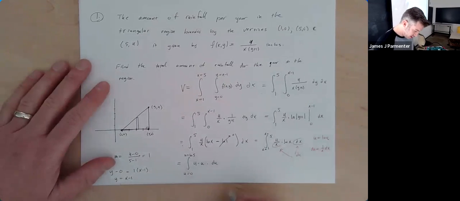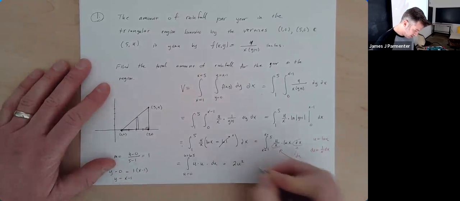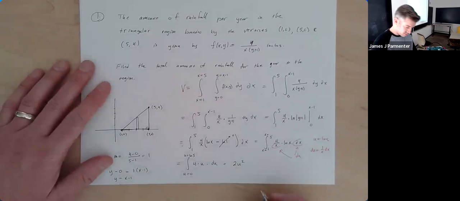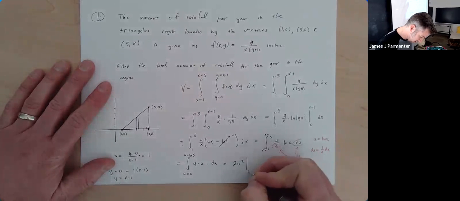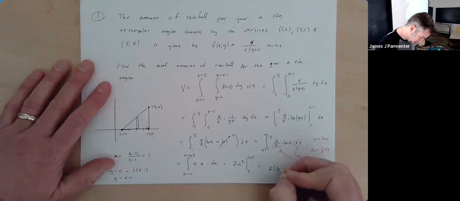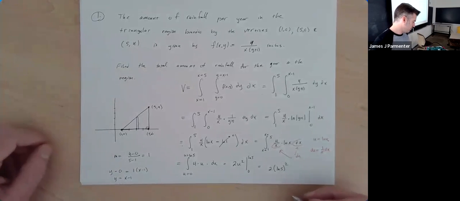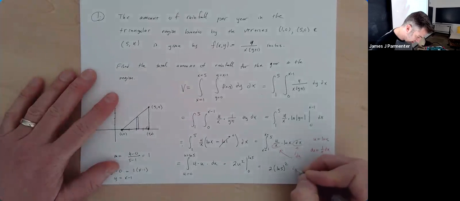So then we anti-differentiate. The antiderivative for 4u is 2u squared, or 4u squared over 2. And we plug in our limits of integration, 0 to natural log of 5. And we get 2 times the natural log of 5 squared minus 2 times 0. And that's going to be cubic inches of rain.